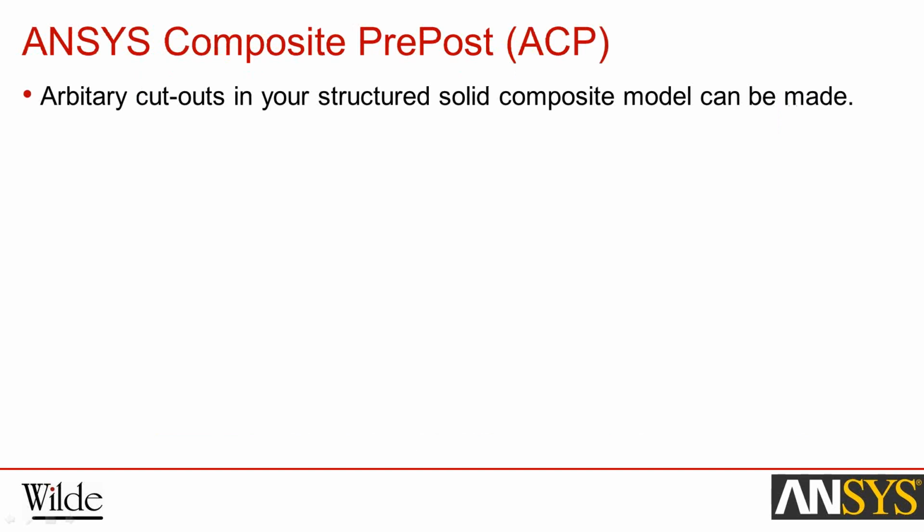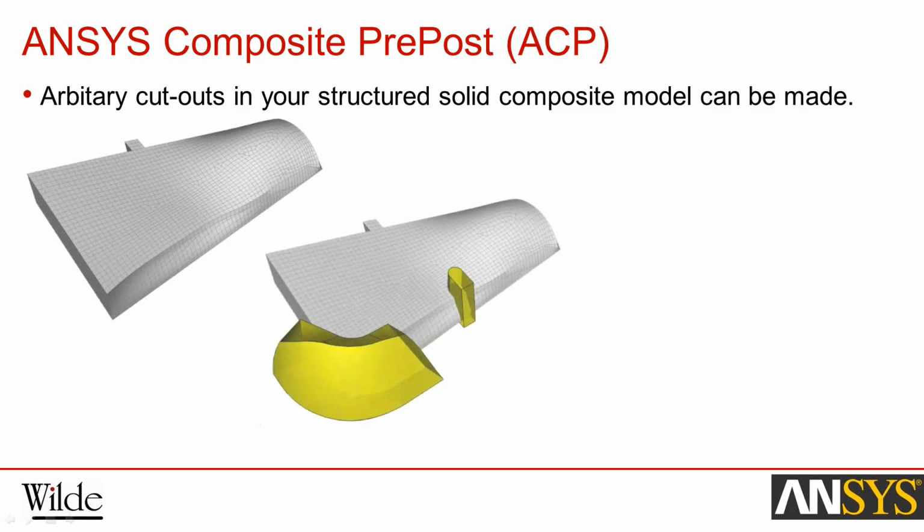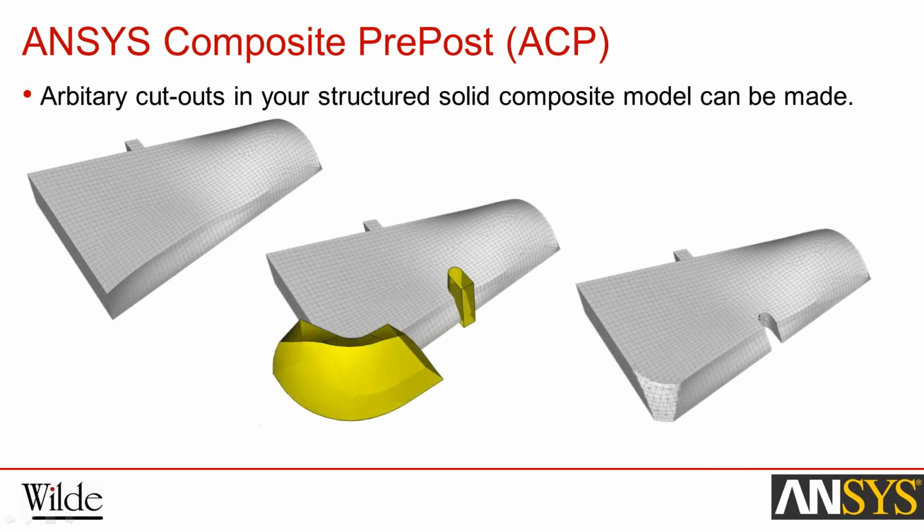So looking next at Ansys Composite Pre-Post, which is more commonly referred to as ACP. There is a new function which allows us to make arbitrary cutouts into our structure. This can be useful if we would like to see the effect of a manufacturing defect, for example.